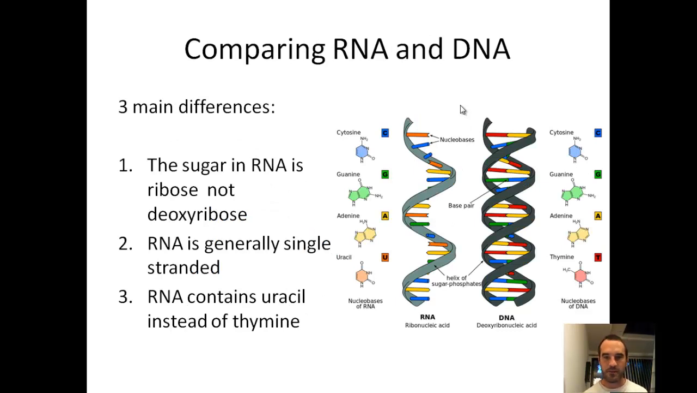So now let's look at the differences between RNA and DNA. Three main differences. The first one is that the sugar in RNA is ribose, not deoxyribose. Second is that RNA is generally single-stranded. So here in your visual comparison, you've got your single strand versus your double helix of the DNA. RNA contains uracil instead of thymine. So you have the sugar backbone is different, single strand, and that single base pair that's different. And it's uracil instead of thymine.